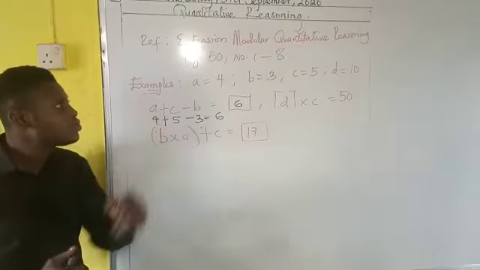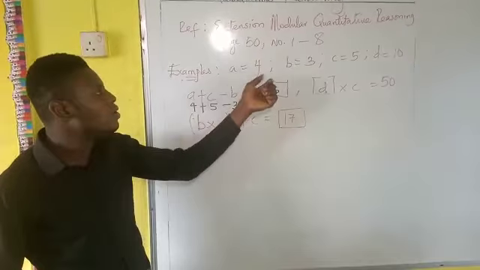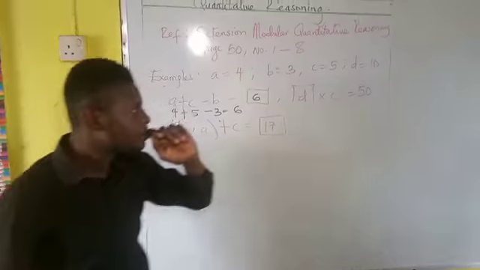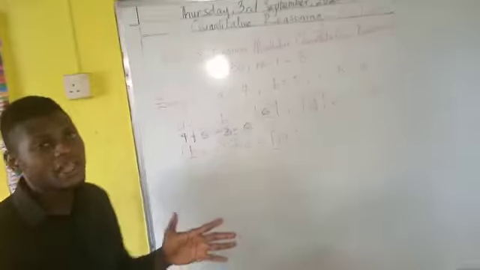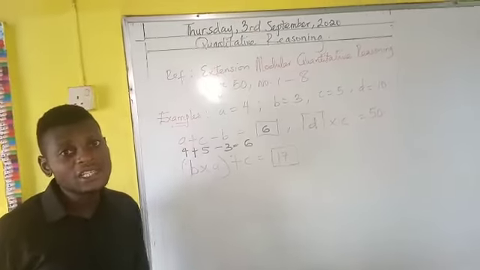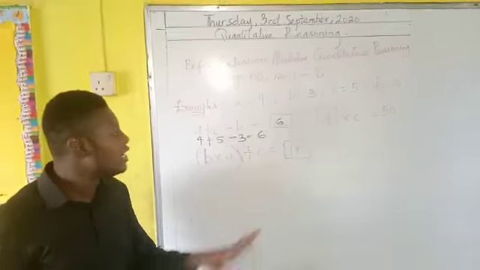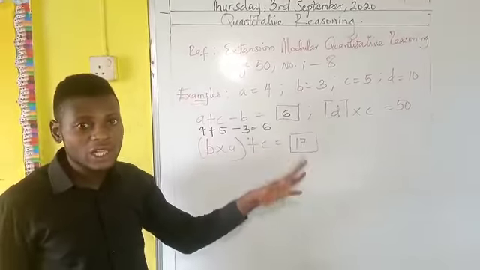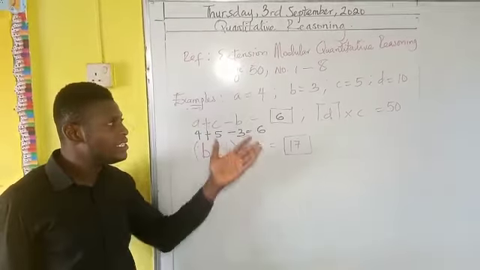Alright, now let's go straight to the examples. In the example, we have A equals 4, B equals 3, C equals 5, and D equals 10. Now, this is a simple exercise. We call this an open sentence, for your level, whereby we represent numbers with letters in this exercise.